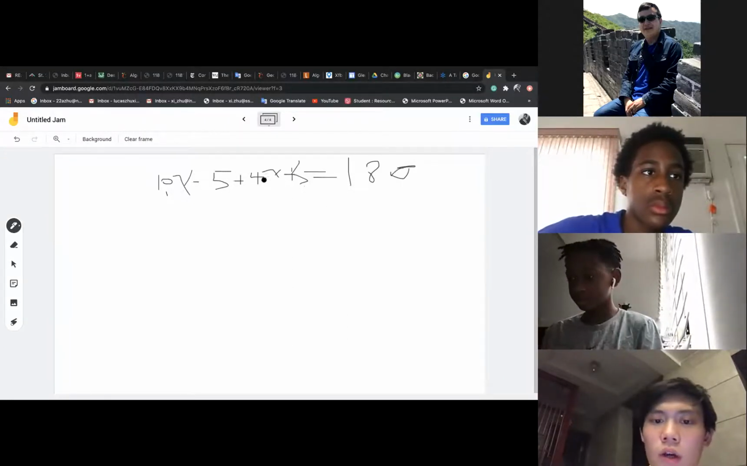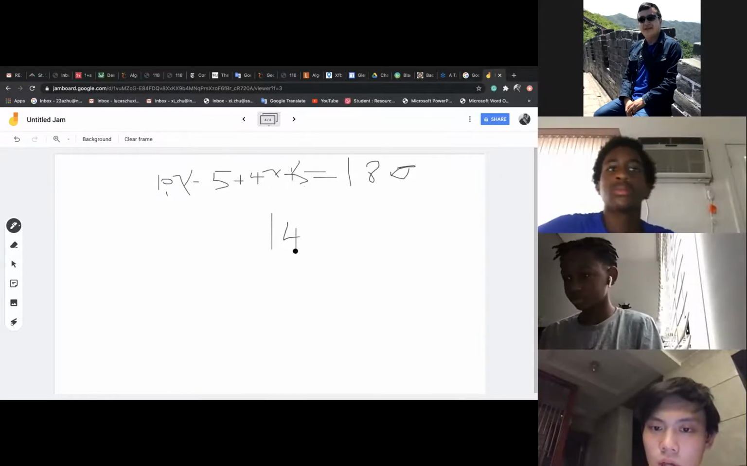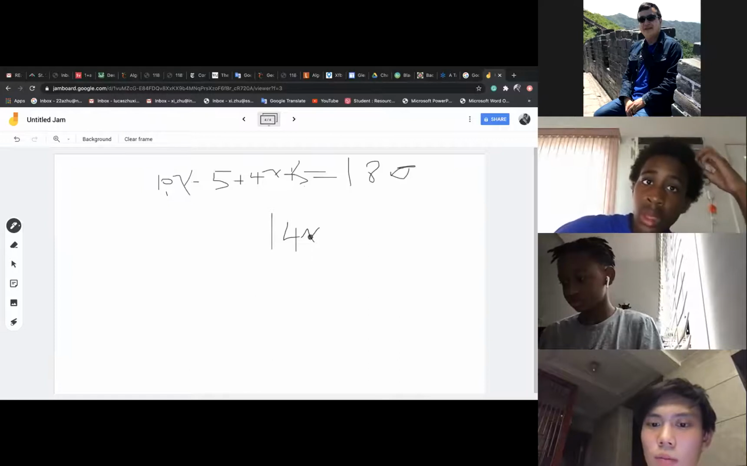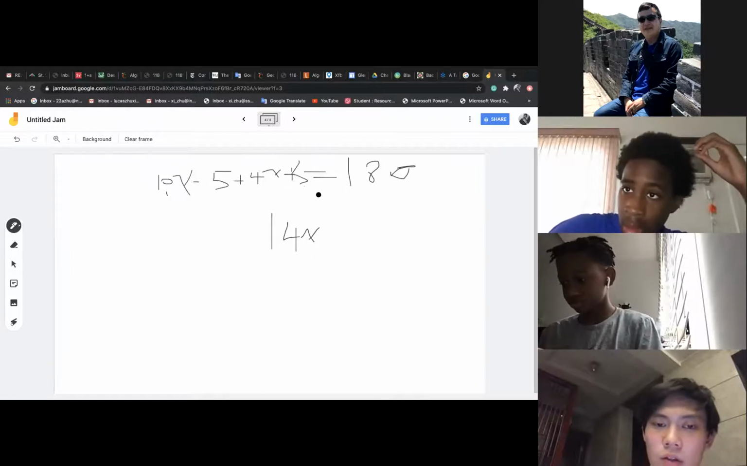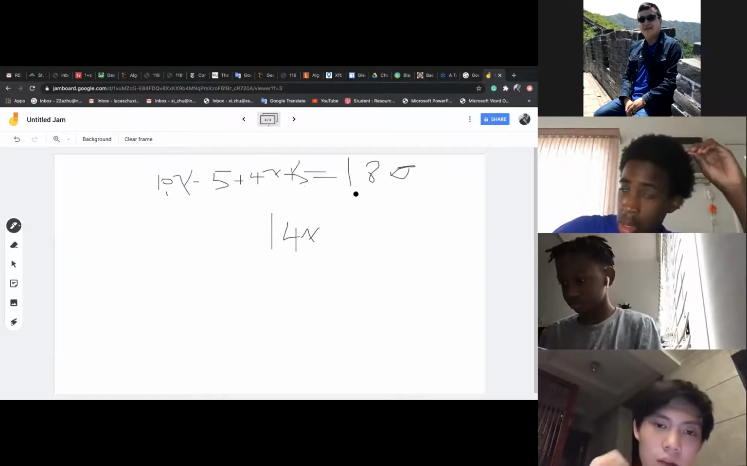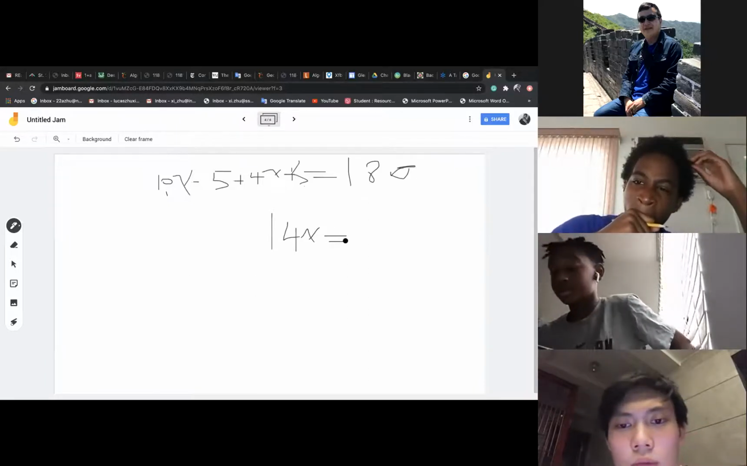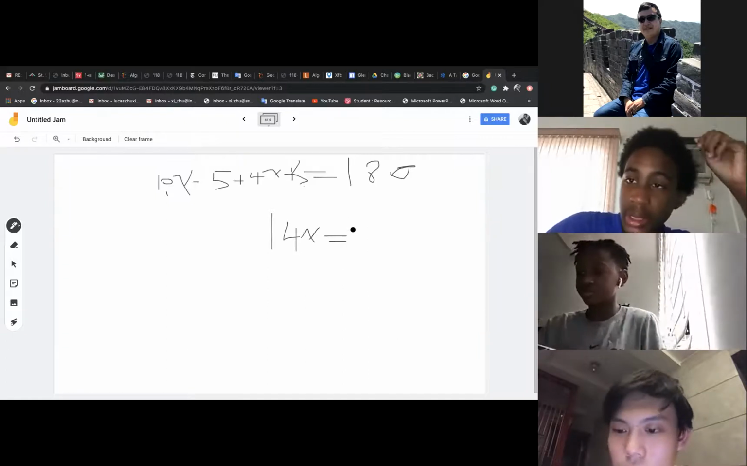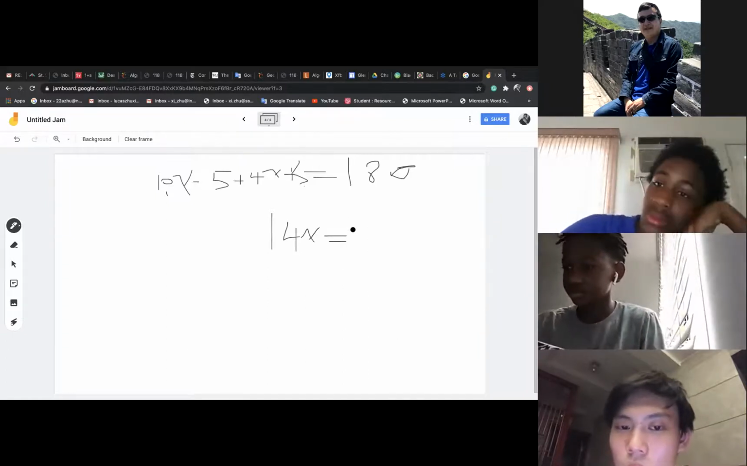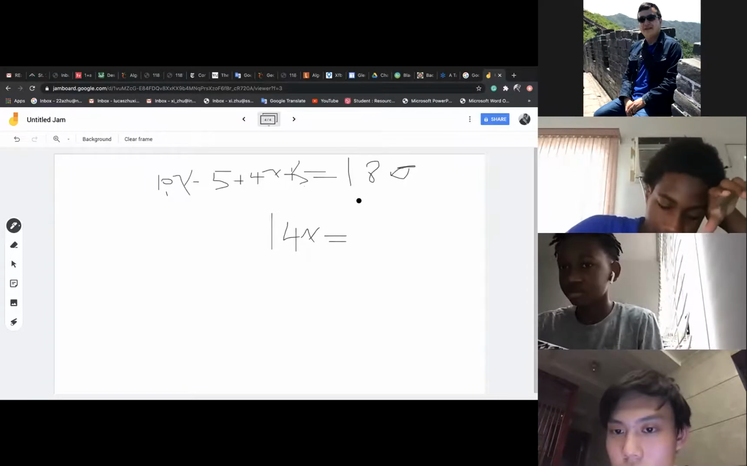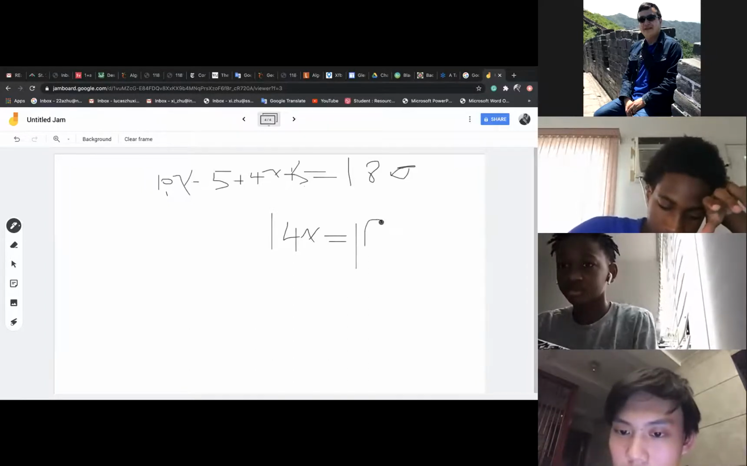So combine the x together, 14x, right? And you add 5 on both sides and subtract 3 on both sides. What do you get on the other side? Negative 2. No, I got that wrong. Positive 2. But what's together? 180 plus 2, right?